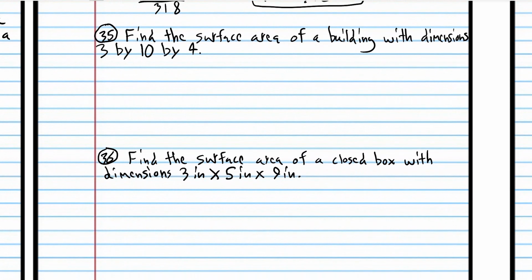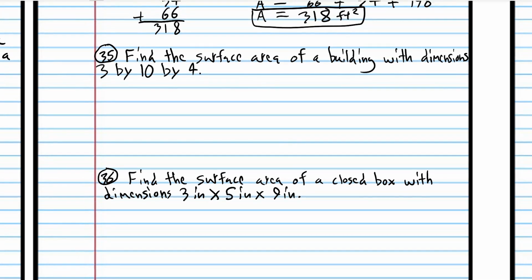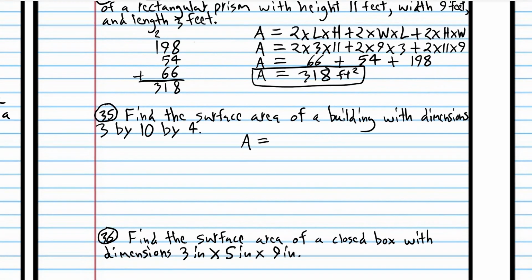All right, so number 35. Why don't you try number 35, and when you come back, we'll do it together. All right, we're back. Most important thing is to write that formula. Show the tool that you're using. Second step is to plug in the numbers.